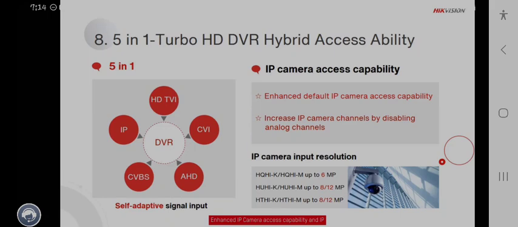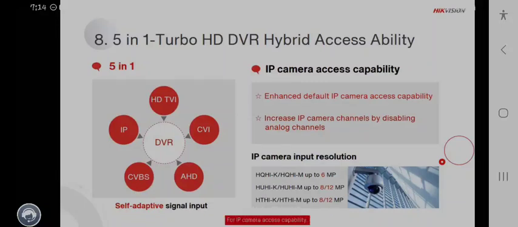Enhanced IP camera access capability and IP camera input resolution. If end users have a third-party camera or an IP camera, they can be connected to Hikvision DVRs as well. The DVR supports 5-in-1, which means it supports 5 types of signal access. HD TVI is the high-definition analog signal of Hikvision Turbo devices. CVI is the analog signal of Dahua devices. And AHD is a signal used by some small manufacturers on the market. CVBS is a standard analog signal. The DVR also supports IP camera access. The 5 kinds of signals can be input adaptively by itself.